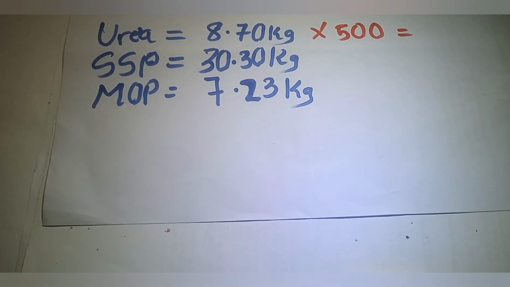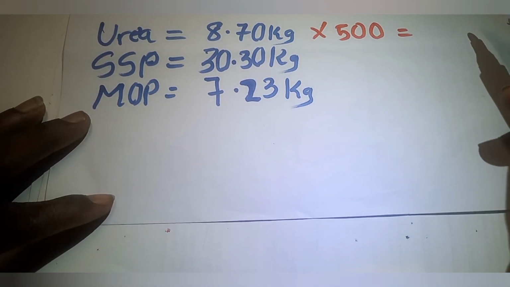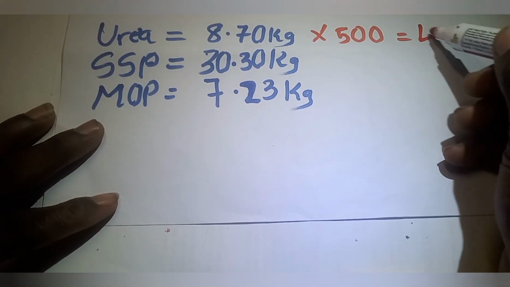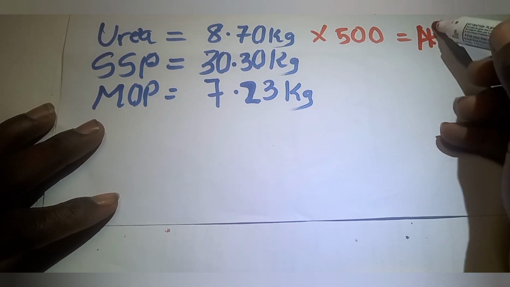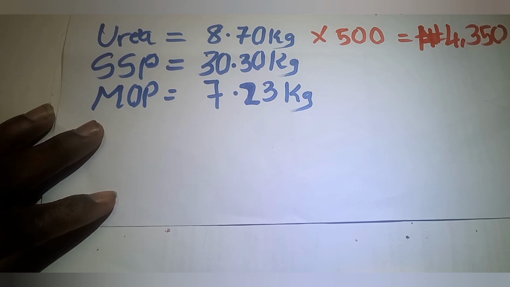And if you multiply 8.70 by 500, that is 4,350 naira. Don't forget your naira. 4,350. So that is the value.